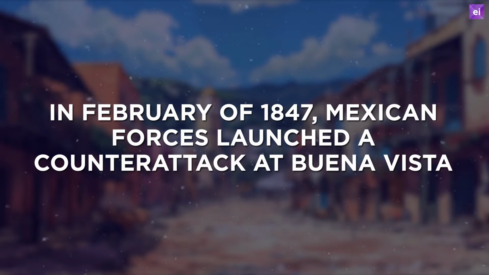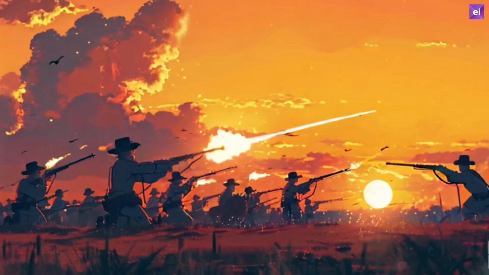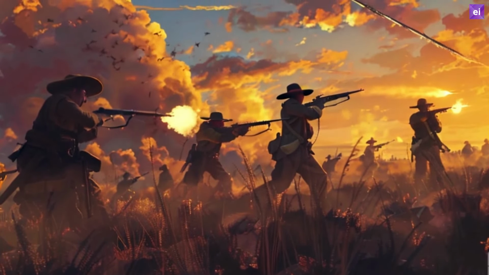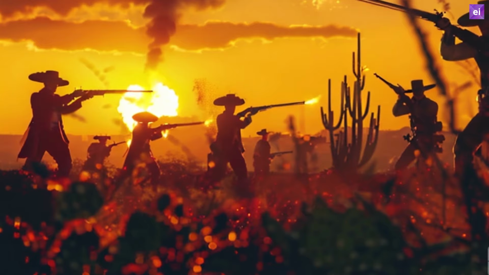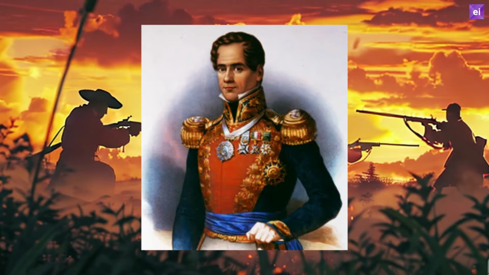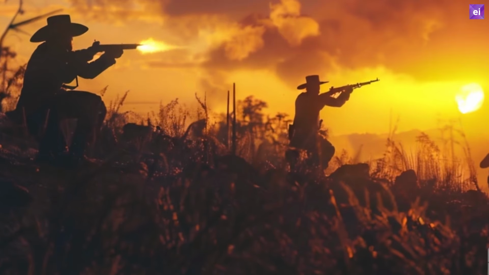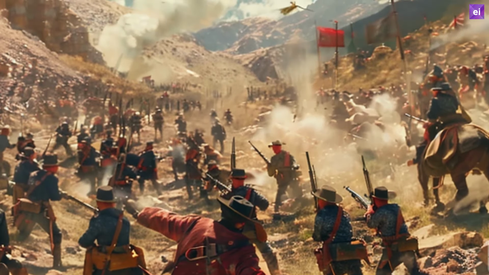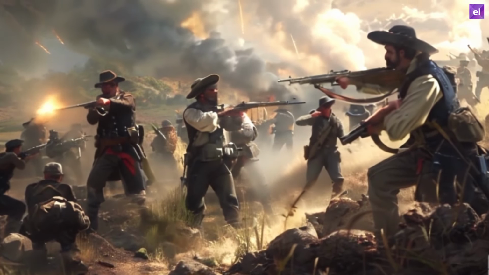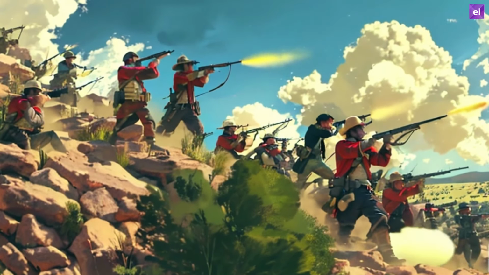In February of 1847, Mexican forces launched a counterattack at Buena Vista, where they faced the remainder of General Taylor's army, along with reinforcements led by General Wool. Despite having superior numbers, General Antonio Lopez de Santa Anna inexplicably withdrew from the battlefield, allowing Taylor to claim victory. In March 1847, General Scott captured Veracruz and began advancing towards Mexico City in a northwesterly direction, mirroring the route taken by Spanish conquistador Hernán Cortés in 1519.